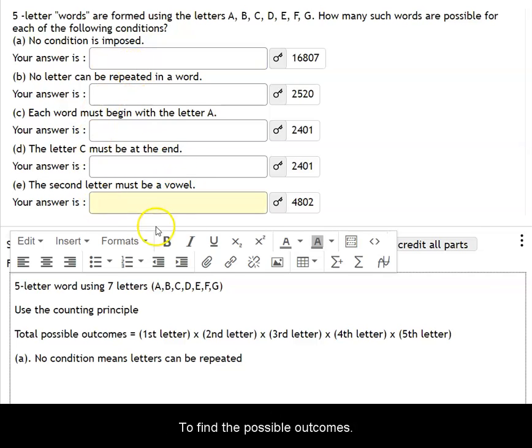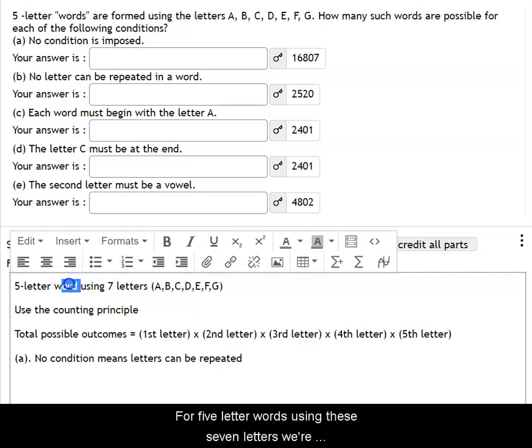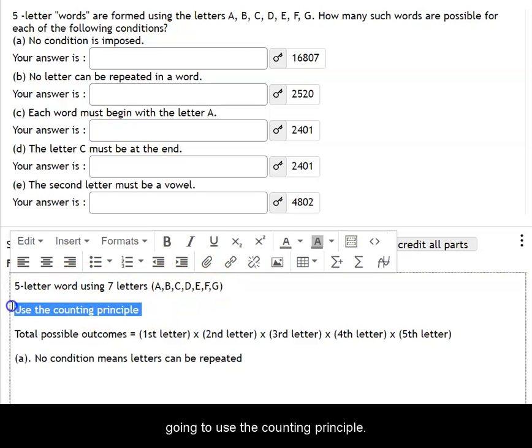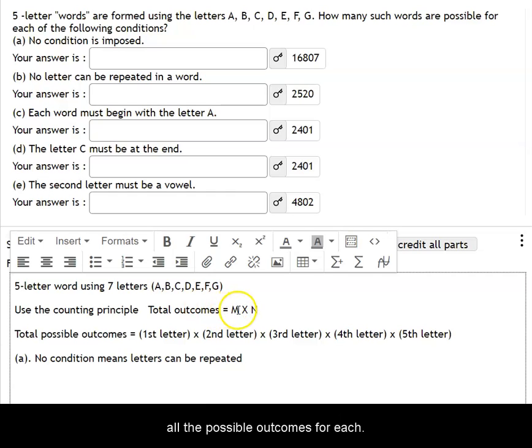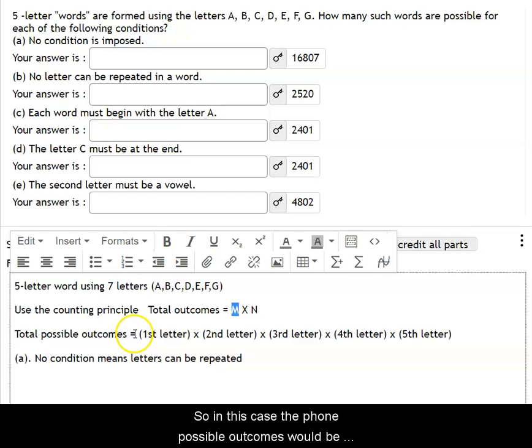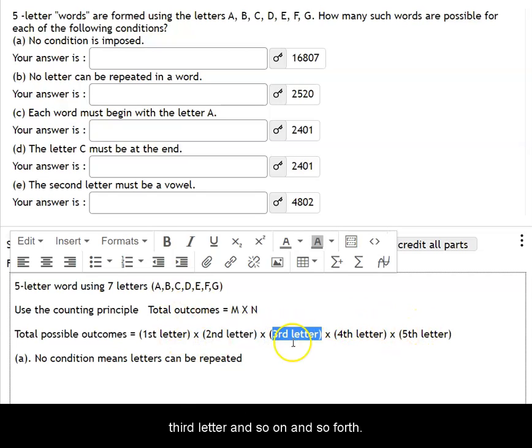So to find the possible outcomes for 5-letter words using these 7 letters, we're going to use the counting principle, which is basically total outcomes equals M times N, or just all the possible outcomes for each thing multiplied together. So in this case, the total possible outcomes would be the outcomes for the first letter times the outcomes for the second letter times the outcomes for the third letter, and so on and so forth.